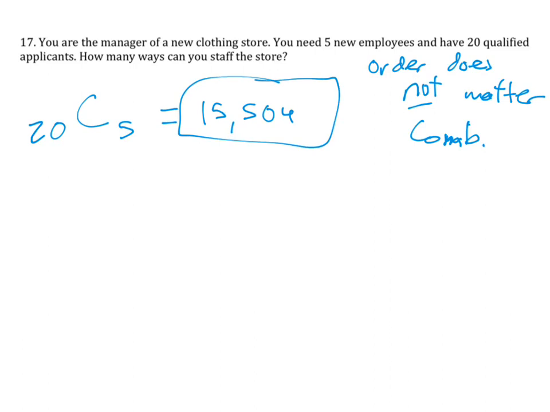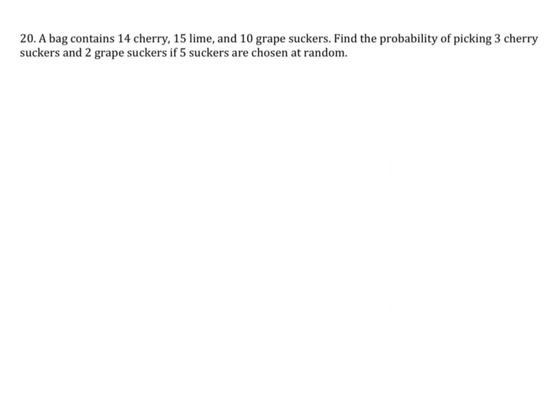If order doesn't matter, you're going to use combination. If order does matter, use permutation, and you get a slightly different calculation there. Let's go to our last example of these worked ones, and it's going to be number 20. This one's kind of a challenging one, but I want to do it for you so you can see it in progress.